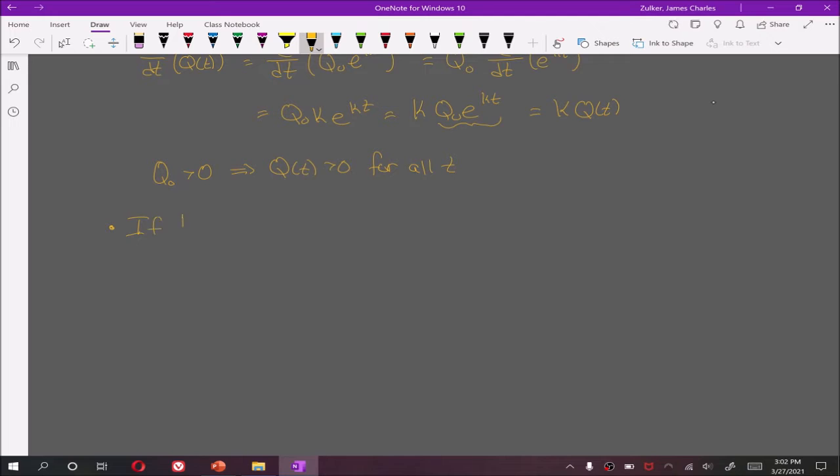If k is greater than 0, then Q prime of t is greater than 0, which means that Q of t is increasing. In this case, this is known as exponential growth. We call k the growth factor.